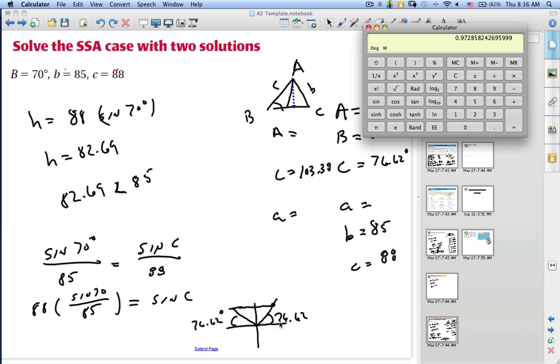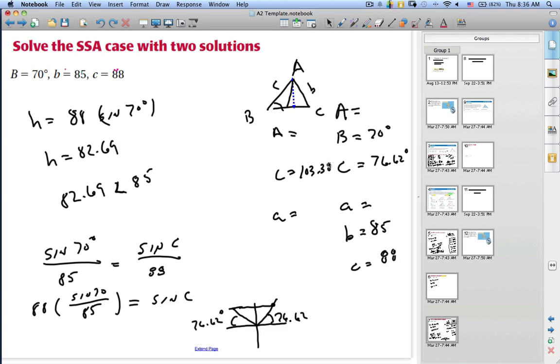So what happens is I use the inverse sine function to find an angle, but the reality is there are two angles that have that sine value, and that's what creates this situation. Okay, so now I can go through and I can figure out what's going on.